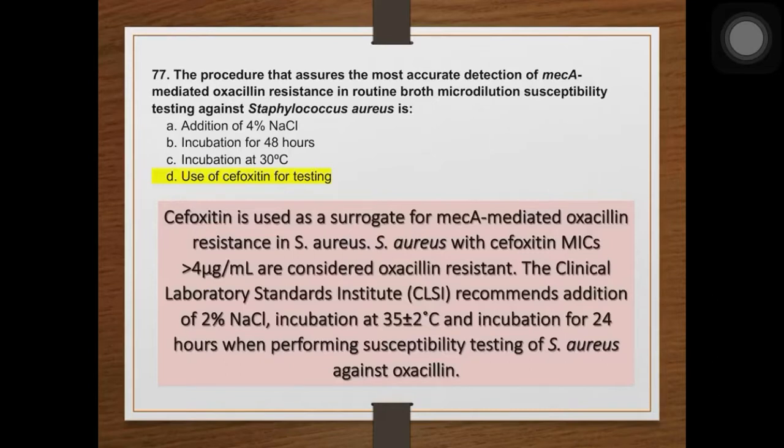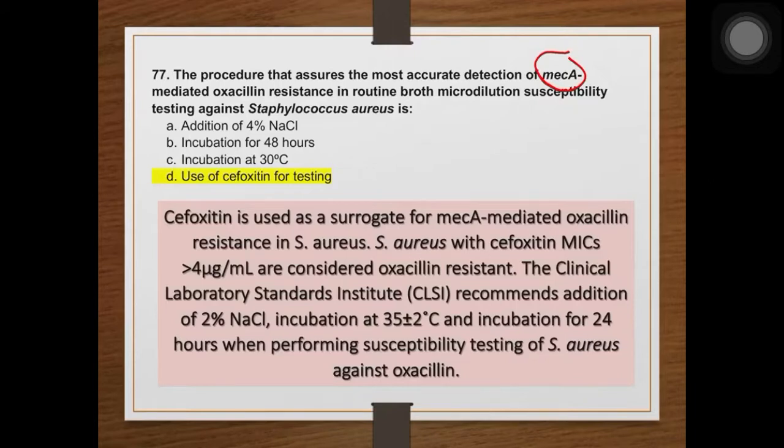Number 77, the procedure that assures the most accurate detection of mecA-mediated oxacillin resistance in routine broth microdilution susceptibility testing against Staphylococcus aureus. mecA mutation responsible for MRSA, methicillin-resistant S. aureus, or oxacillin-resistant S. aureus. Correct answer 77, letter D. Use of cefoxitin for testing.